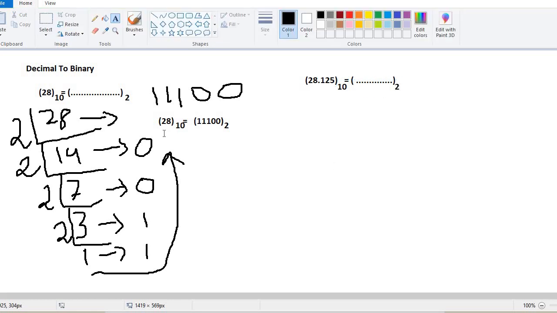I have already told you how to convert a decimal value into a binary value, but using an integer number. Now I am considering a float number. So for 28, the method will be the same. For 0.125, the method will change. So what will happen now? We have 0.125.